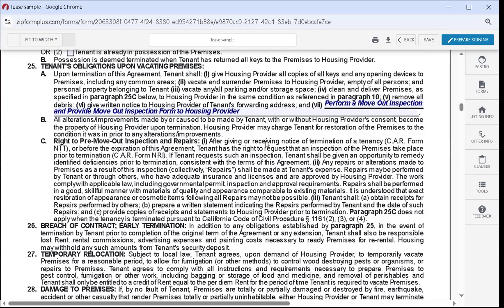Then finally, move out. You want to make sure you get these documents back. And as soon as the housing provider gets it back, they should go to the unit or the house and inspect it for themselves. If they need to document or take pictures of anything, they can, okay?